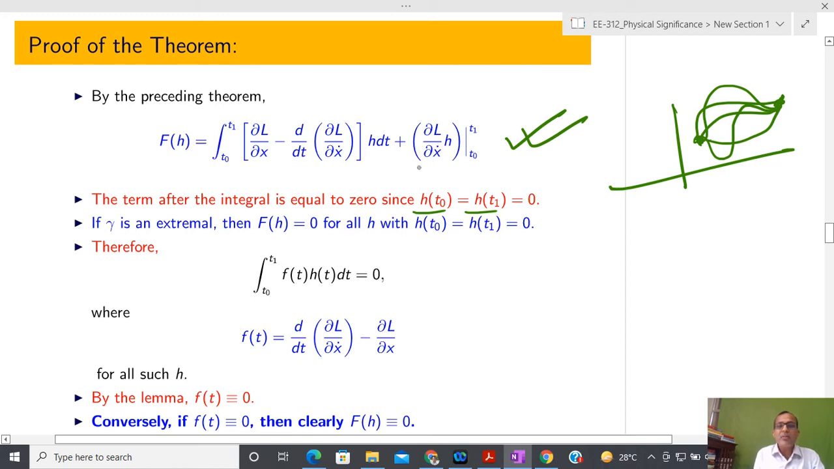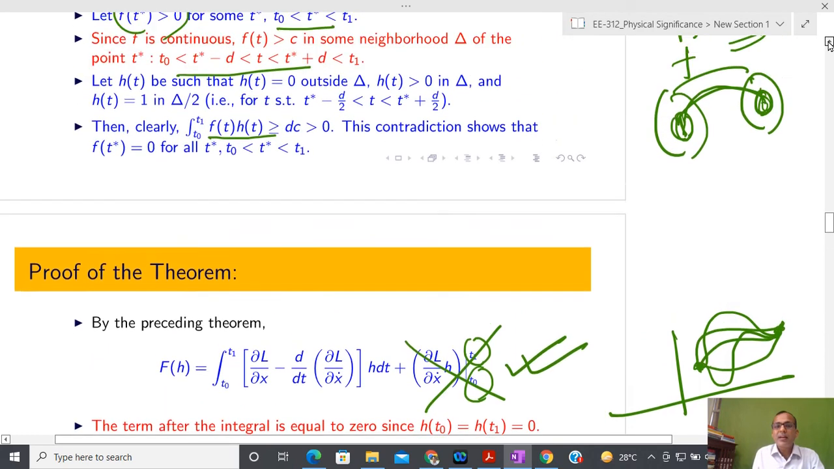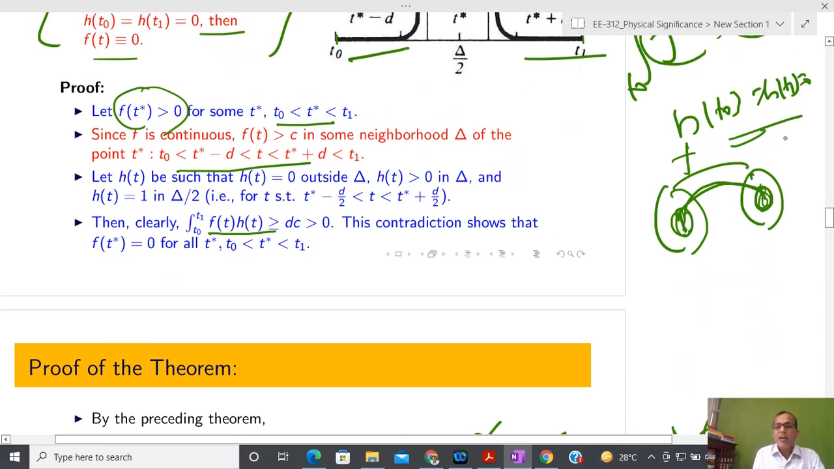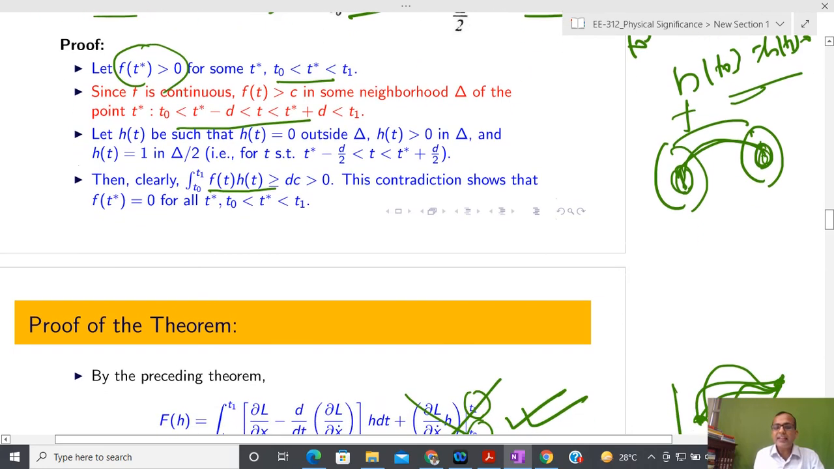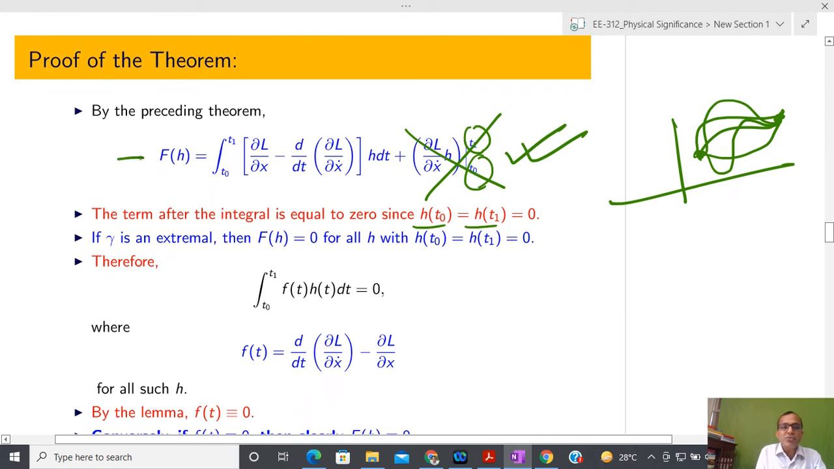Now h(t0) and h(t1) equal 0, so if you put the limits t1 and t0, h(t1) and h(t0), that equals 0. So this term is equal to 0. Now I have the same kind of situation as in this theorem. I have to show that there exists an extremal, which means that this should be 0.